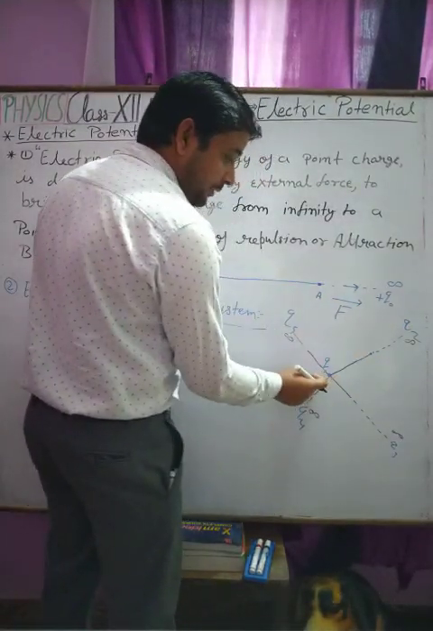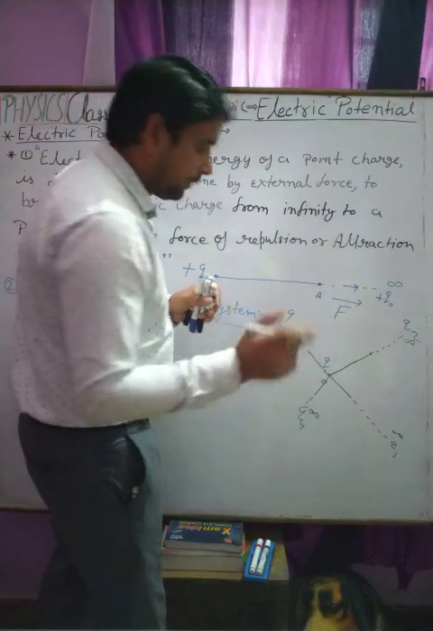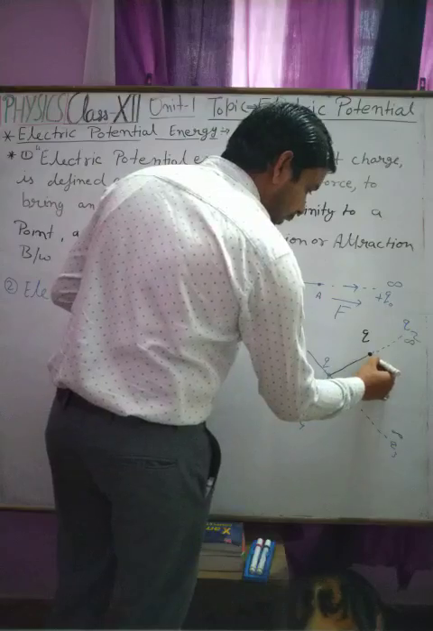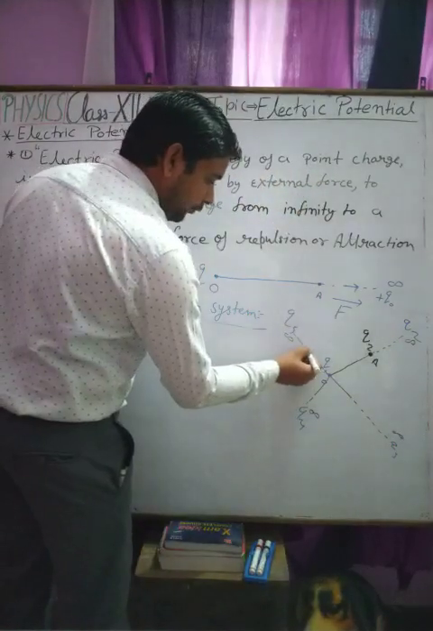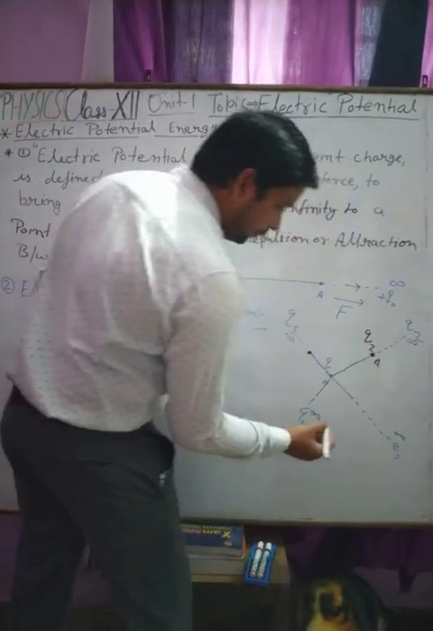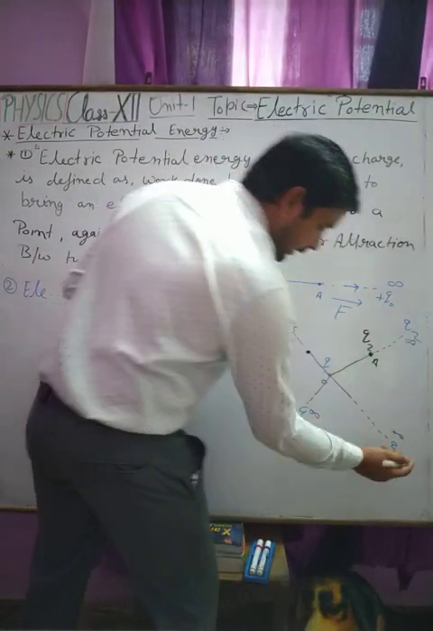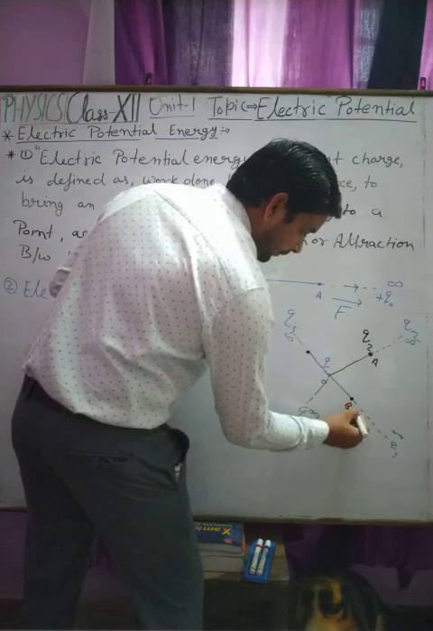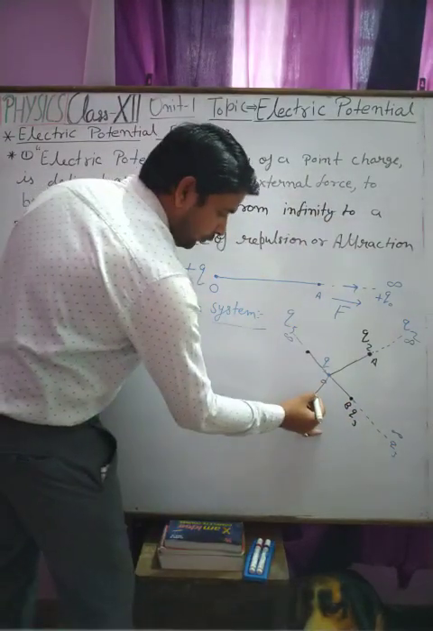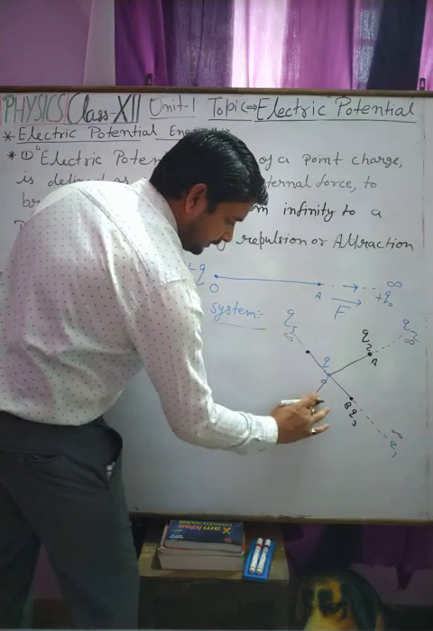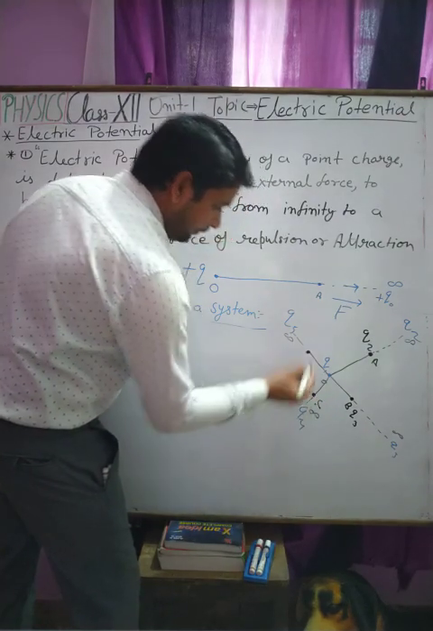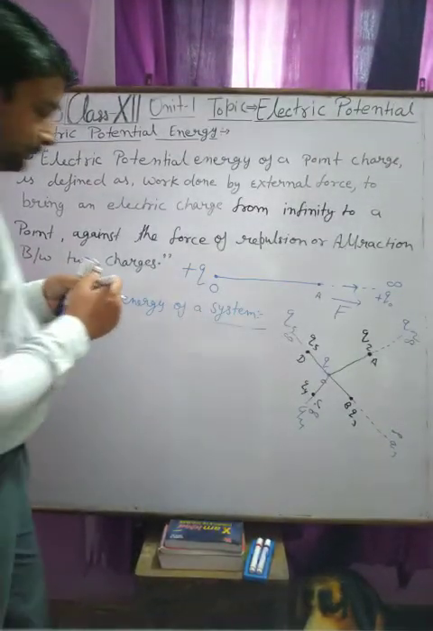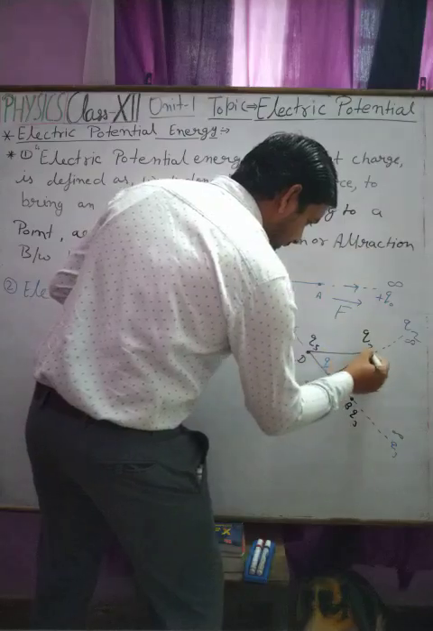Now when we do some external work by the external force to bring them to the point where they experience a force of attraction or repulsion, suppose this Q2 is brought at point A. Q3 is brought at this point B. Q4 is brought at this point C. And this at point D is Q5. Now this will make a system.